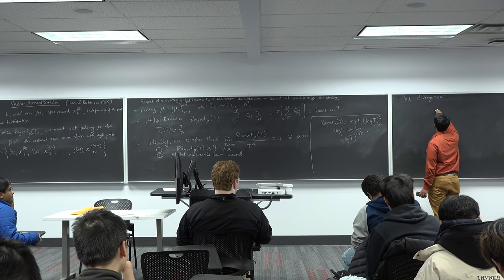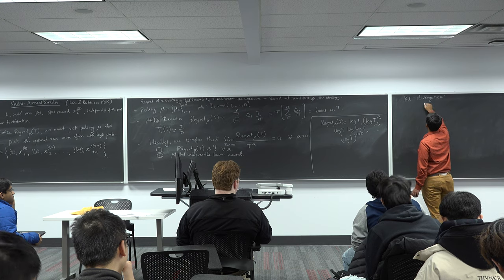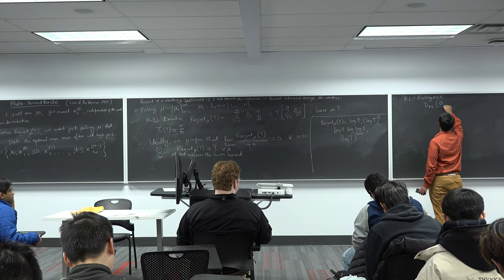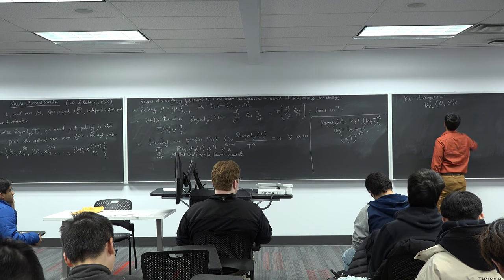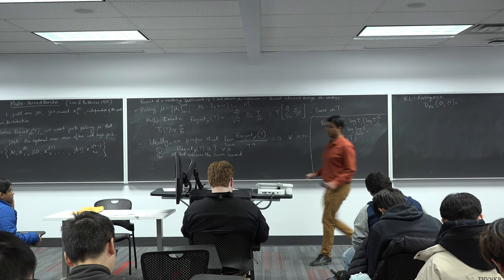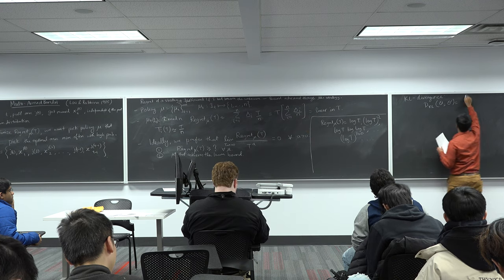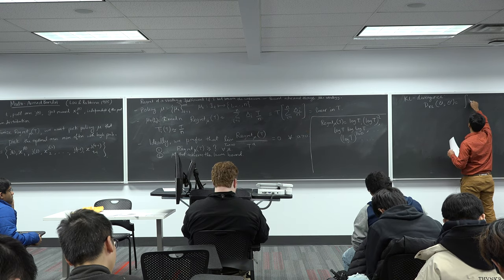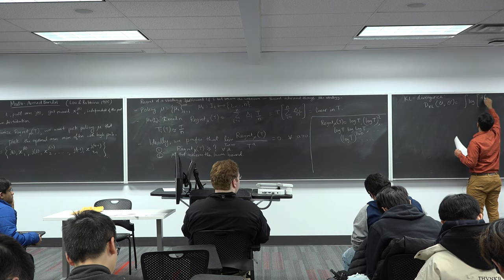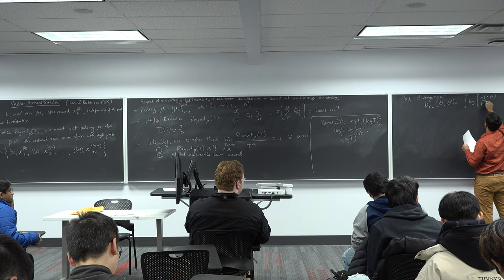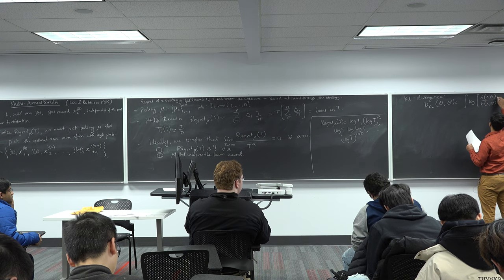So the KL divergence between theta and theta prime is given by the integral of log of f(x, theta) over f(x, theta prime).